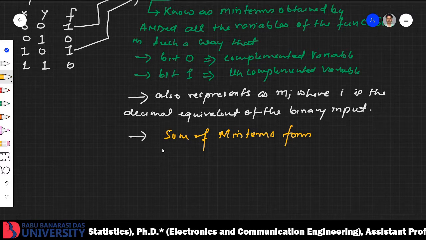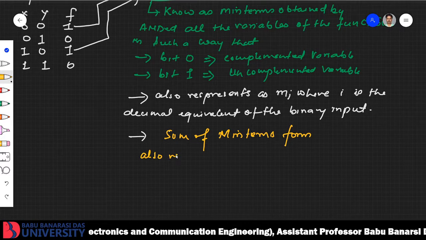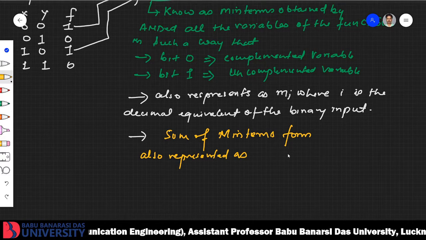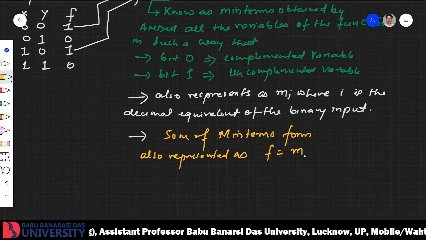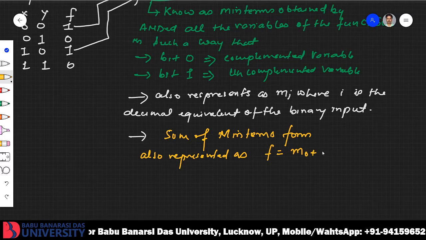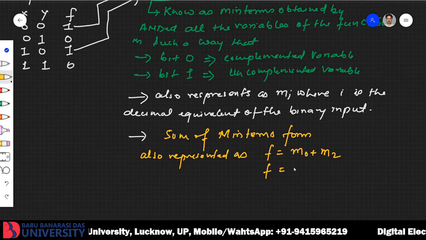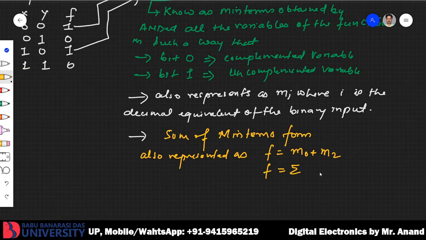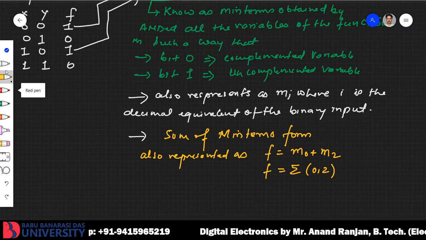Also represented as f is equal to m0 plus m2, or f is equal to summation symbol 0 comma 2.